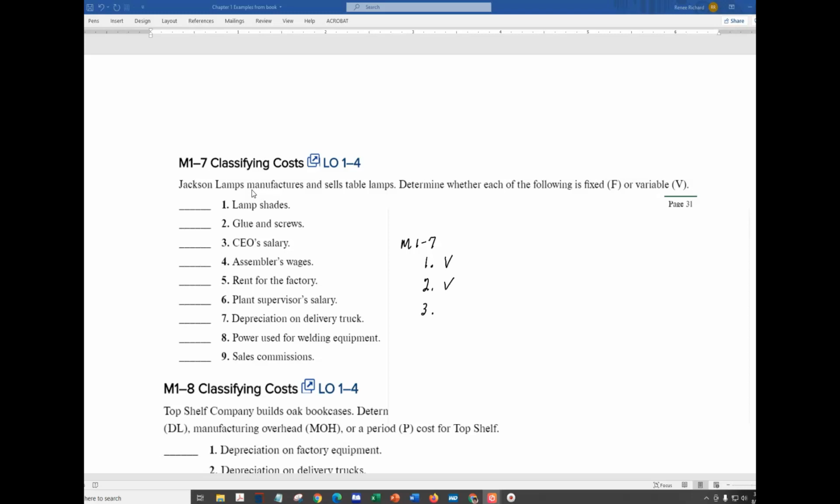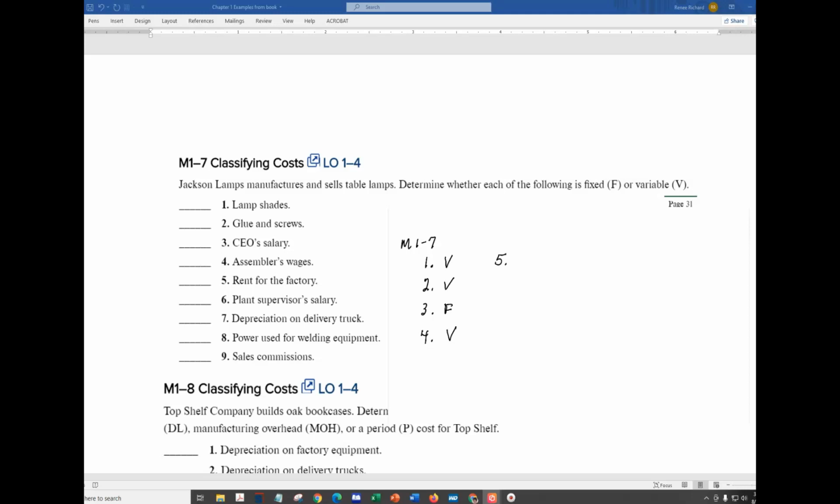3, the CEO of the company's salary, fixed or variable? Well, probably the CEO's salary is not going to change if we produce 1 unit or 1,000 units within the relevant range. So we're going to call that fixed. Assemblers' wages. Well, if they have to assemble more, then we probably have to hire more people. So if we produce more units, we're going to have more assembler wages within a relevant range as usual. Sometimes we call those things step variables. The amount of the wages will remain the same up to a certain point, and then they'll take a little jump, and then they'll remain the same again for a while.